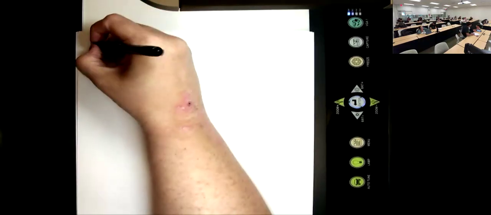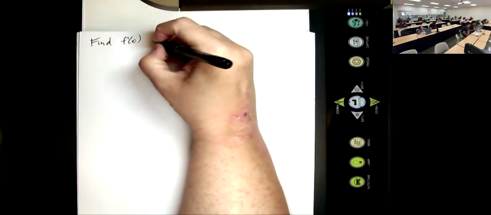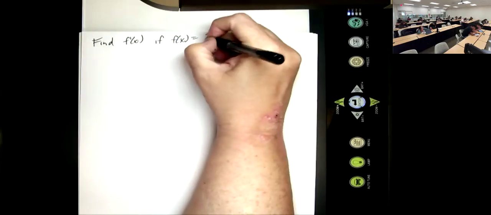All right, let's do another example. Find f prime of x if f of x equals 2 minus x over x plus 1.